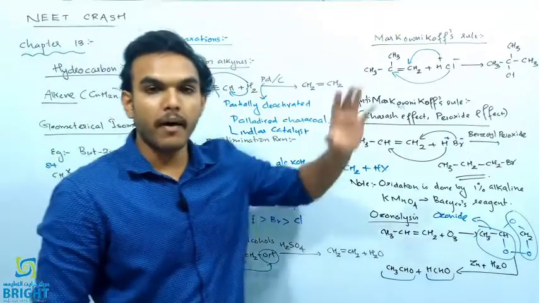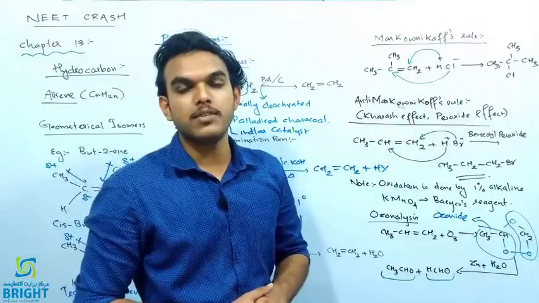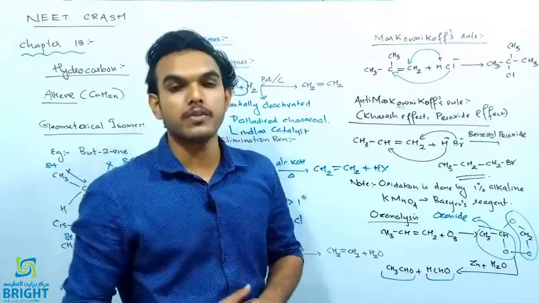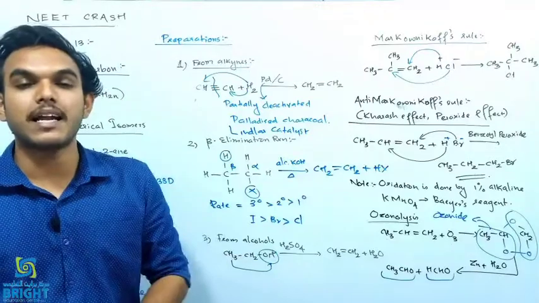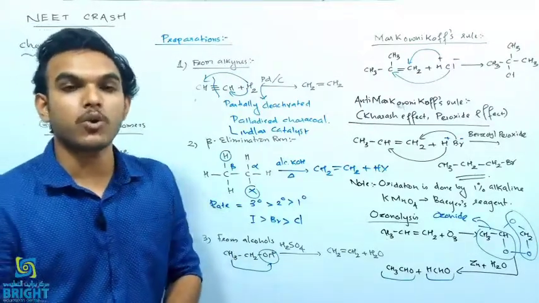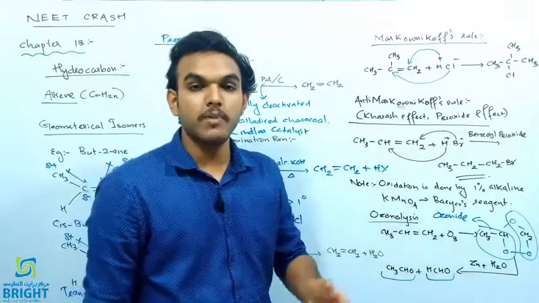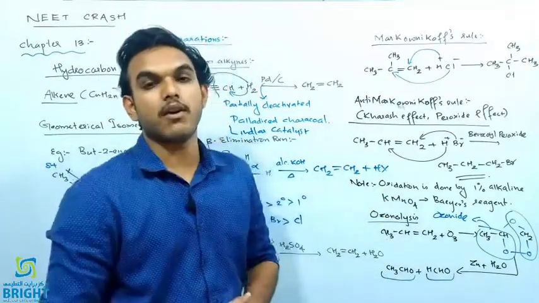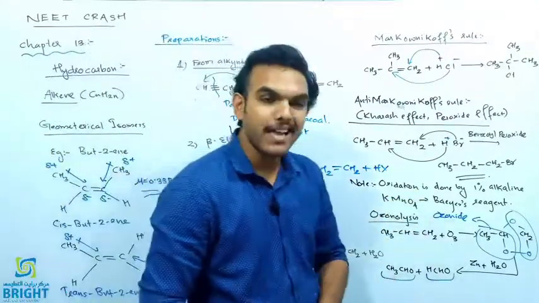Then we discussed Markovnikov's rule and anti-Markovnikov's rule. The anti-Markovnikov's rule is known as the Kharasch effect or peroxide effect. And from alkynes, we use a catalyst known as Lindlar catalyst. What is meant by Lindlar catalyst? Partially deactivated palladized charcoal is known as a Lindlar catalyst. Then we discussed oxidation. The oxidation is done in the presence of cold, 1% alkaline KMnO4. It is known as Baeyer's reagent.